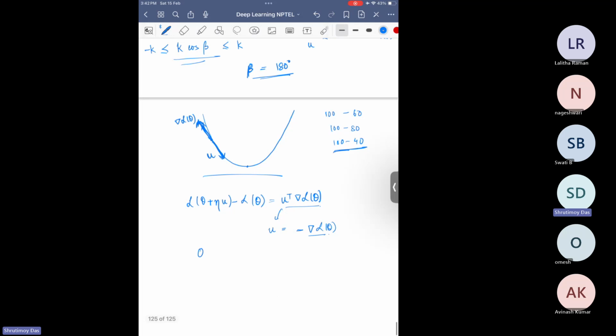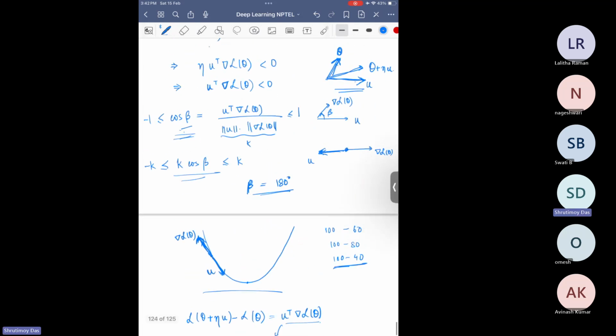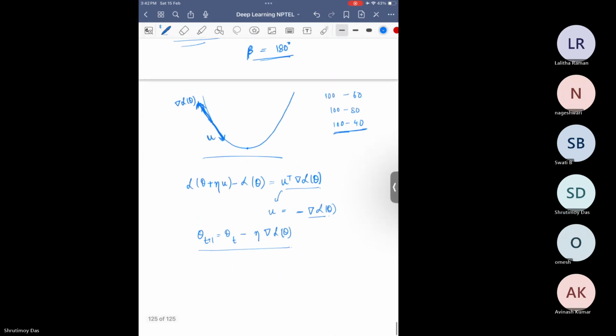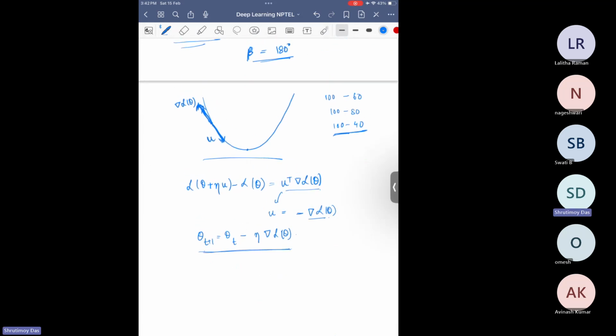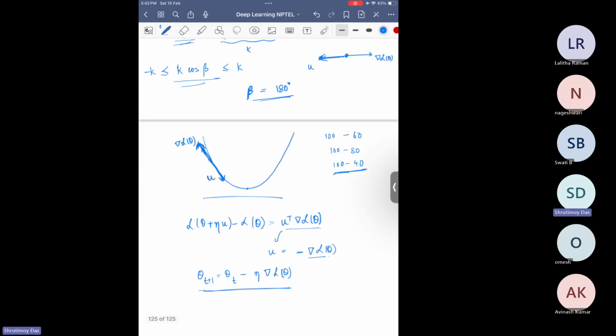So that means you have theta t plus 1, you have theta t, and you have eta. So what is the direction you should go? You should go in the negative of the gradient direction. In general, you'll only use this. You don't need to go through all of these things. This is just for showing why we need to go in the direction of the negative gradient.